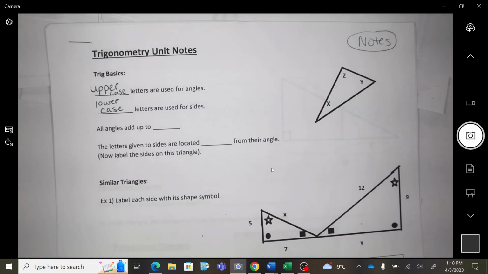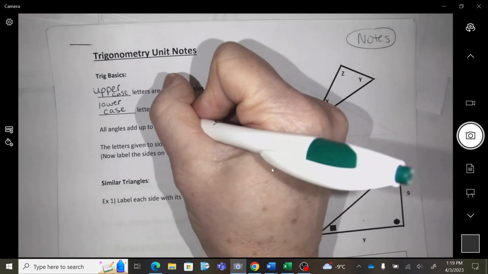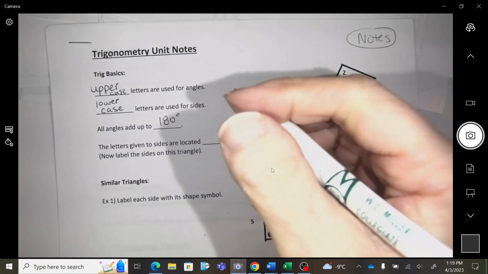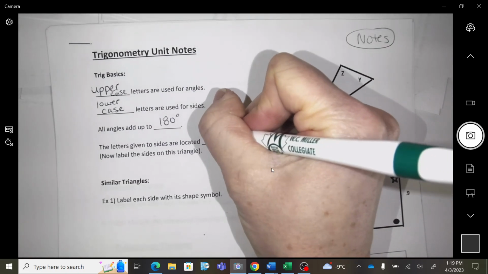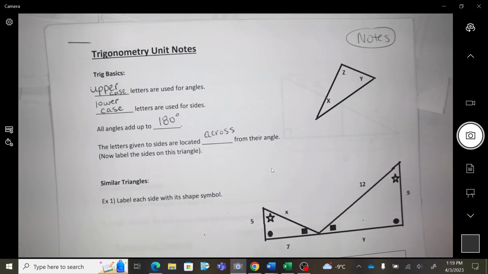When you have a triangle, you have 3 angles, right? And they add up to how many degrees total inside a triangle? 180. The letters that are given to sides are located across from their angle.